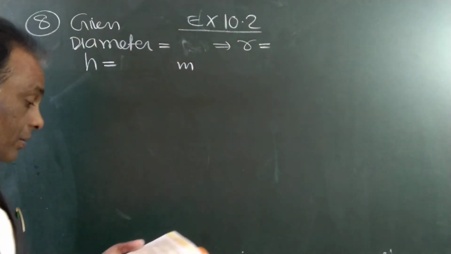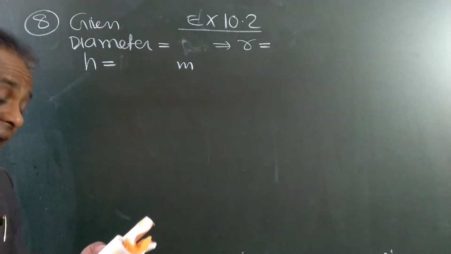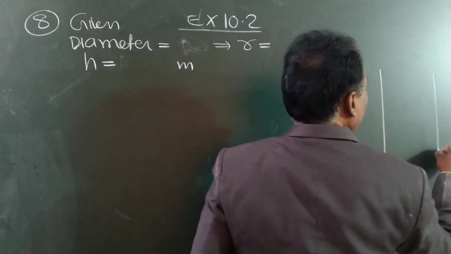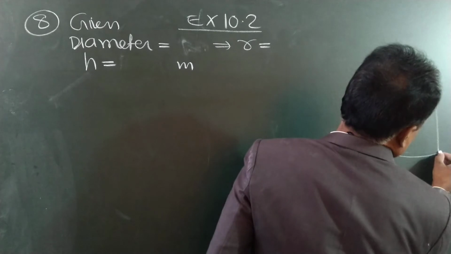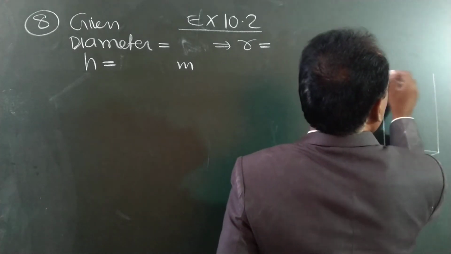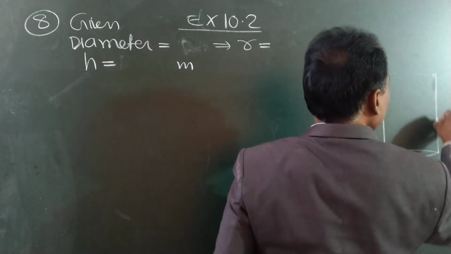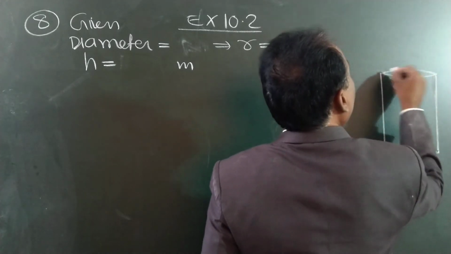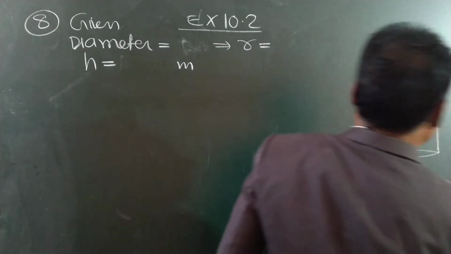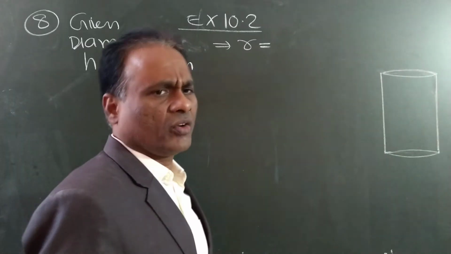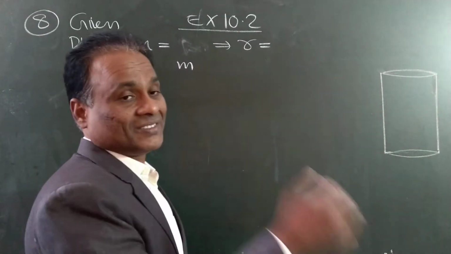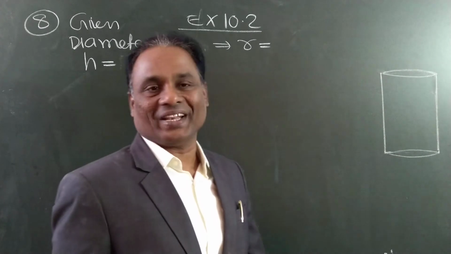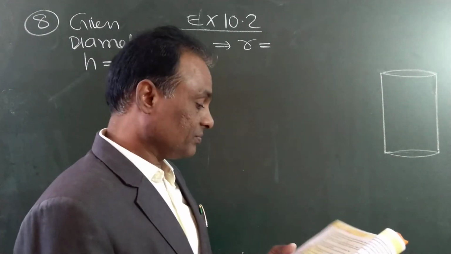Students, the eighth problem. The inner diameter of a circular well. There is a circular well. You know a well; we take water from it. Even a bore will be a circular well only.